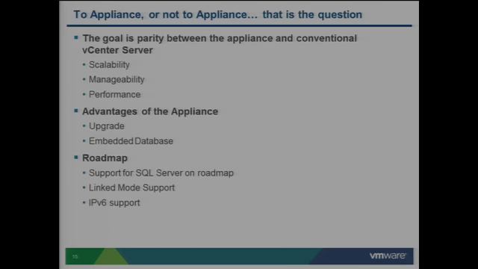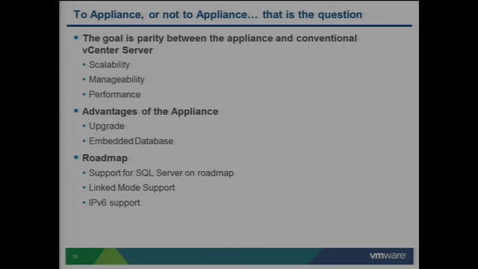People will ask this question: should I go the appliance route or should I not go the appliance route? The first comment I'd have here is that in terms of performance, scalability, and all of that stuff, we made sure that it is exactly like vCenter running on Windows. So there should not be any difference from that point of view. The advantages are obviously, as I mentioned, you can upgrade very easily. It comes with an embedded database, so if you are a small or medium business that does not have a lot of hosts and VMs, and you're not already invested in a database, you could just go ahead and use this.